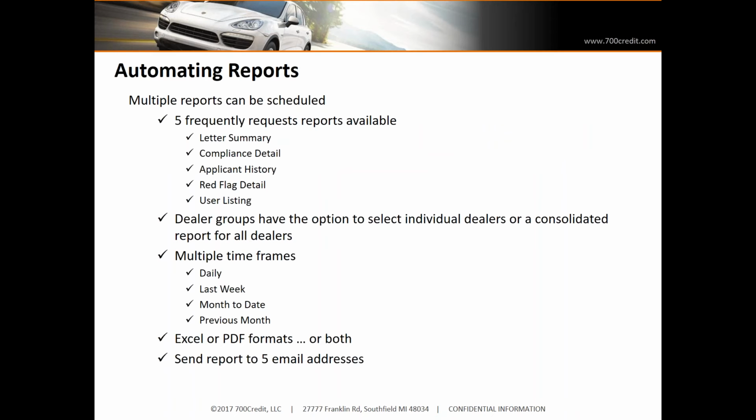So 700 Credit offers the option to set up reports so they're automatically emailed to you. There are 5 reports available: a letter summary, compliance detail, applicant history, red flag detail, and user listing. And we'll look at what's available on each report later in this webinar. If you're a group of dealers, you can set up the reports for a specific dealer or receive a cumulative report for all the dealers in your group. Reports are available for daily, last week, month to date, or previous month timeframes. Your report can be received as either an Excel or PDF file and can be sent to 5 email addresses.